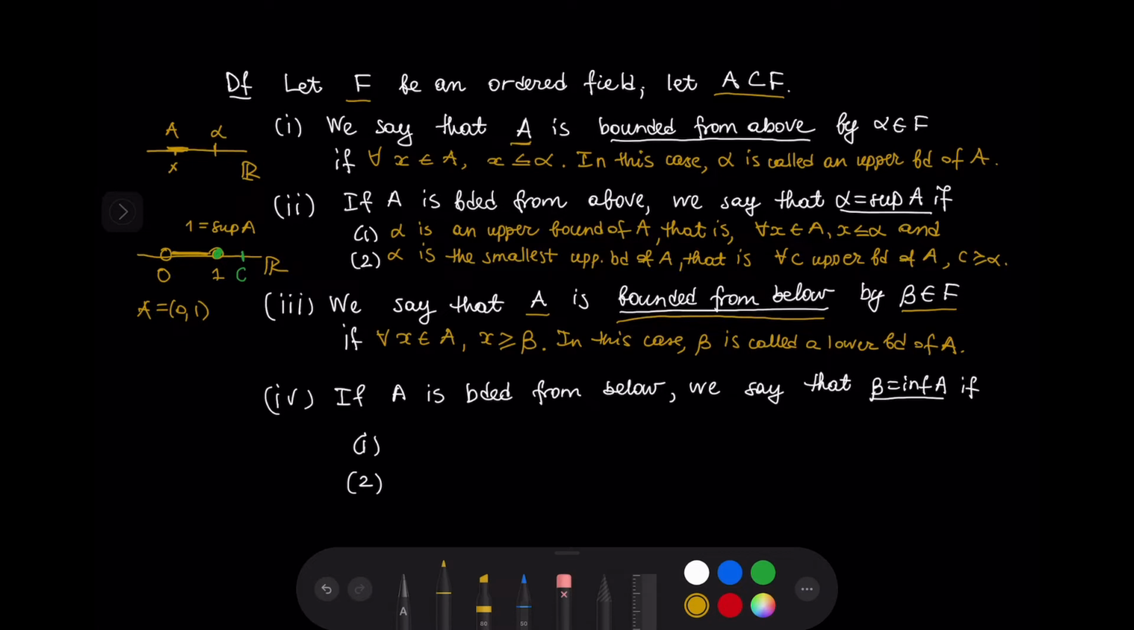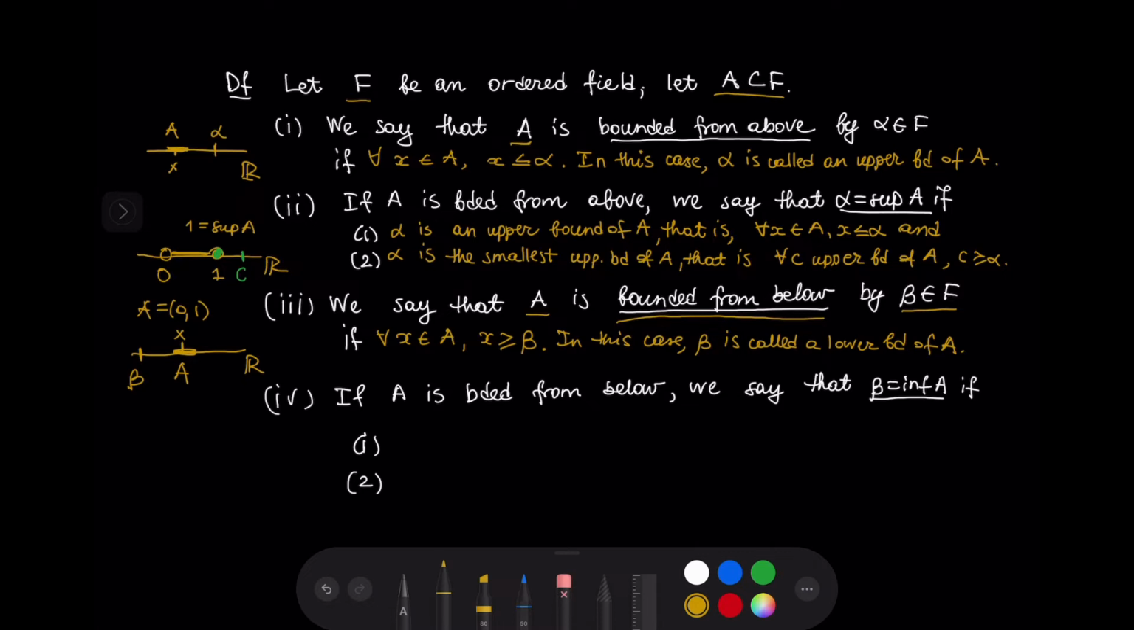And so how does it look for the case of the set of real numbers? If this is my set A, then any lower bound of the set A is going to be to the left of the set A. So beta is going to be to the left of the set A.